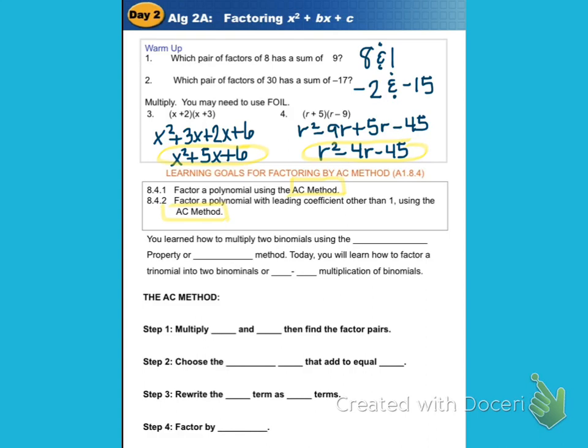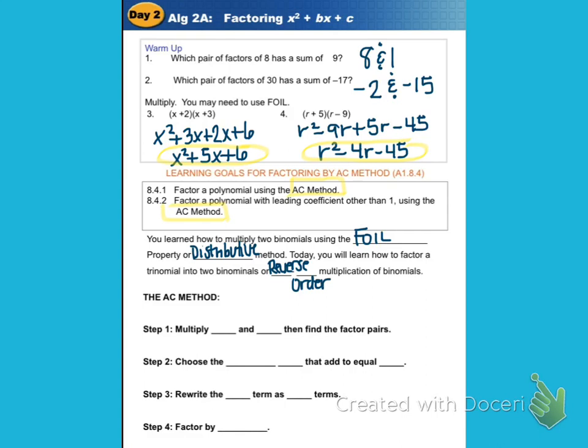So you learned how to multiply two binomials using the FOIL property or distributive property, and actually you just demonstrated it in the warm-up. But today we're going to learn how to factor a trinomial polynomial, in other words a 3-term polynomial, into two binomials, or what we'll call reverse order multiplication of binomials.